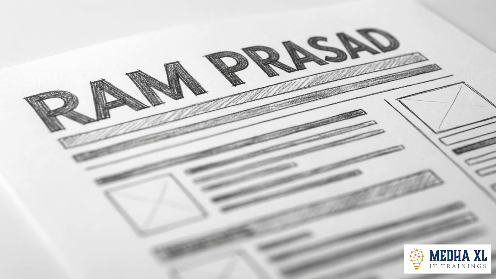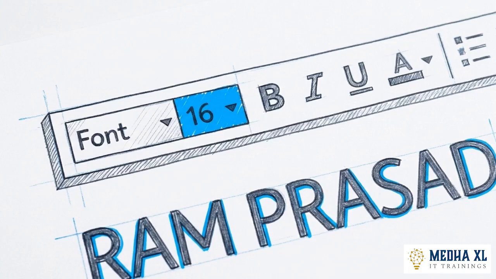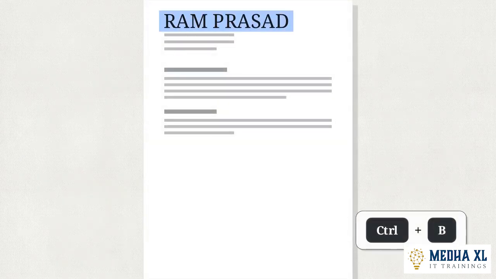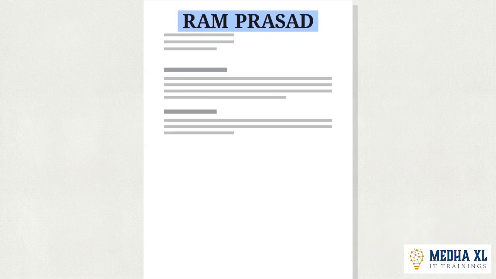Next, we establish a visual hierarchy. We want the recruiter's eye to immediately find your name. Type your name and set the font size to 16. To lock in this primary focal point, select the name, press Ctrl+B to make the text bold, and press Ctrl+E to align it directly in the center of the page.